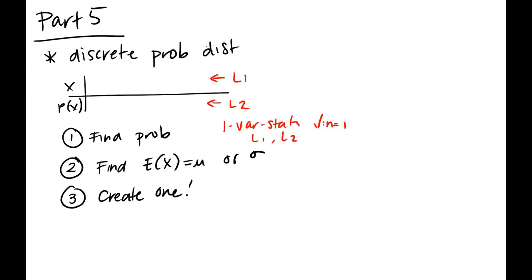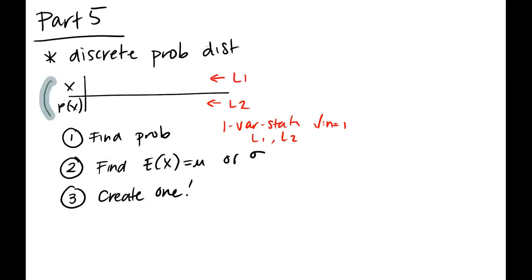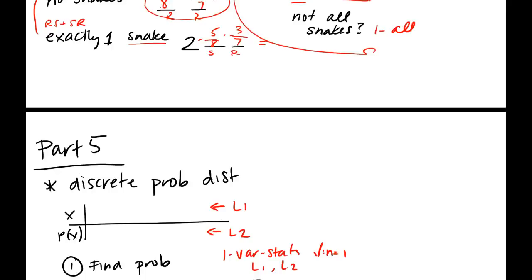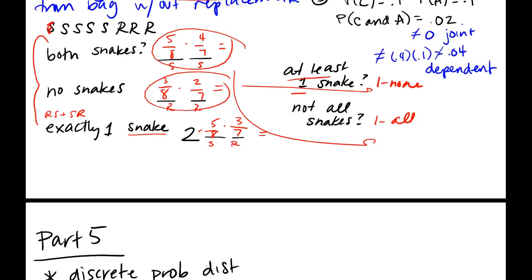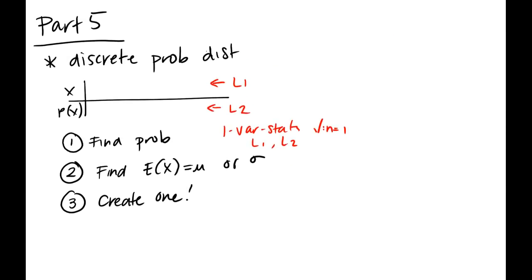So see the first page of the part 5 notes. We created one about marbles. This is just knowing this structure, x and px, and then being able to calculate probabilities. If this happens, it's almost always a sampling without replacement, and then you're just doing these 3 things, right? 0 snakes, 2 snakes, 1 snake. You've got all your different outcomes put into your table. So that's everything we're going to have to do with discrete probability distributions in general.